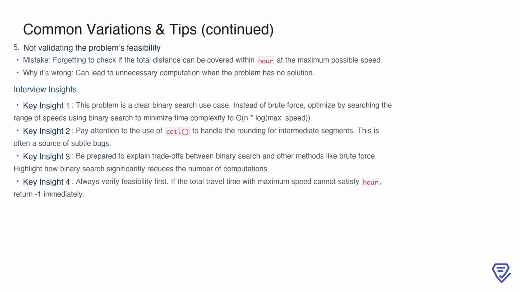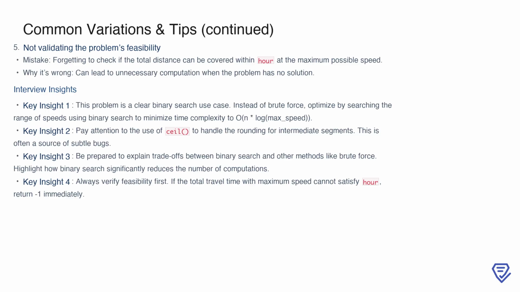Now, it's also important to validate the feasibility of the problem up front. If the total distance cannot be covered within the given hour, even at the maximum possible speed, there's no need to proceed with unnecessary computation. In such cases, you can directly return -1.